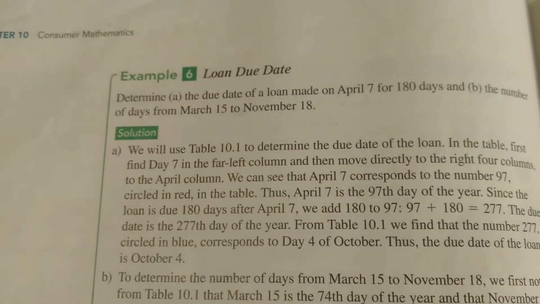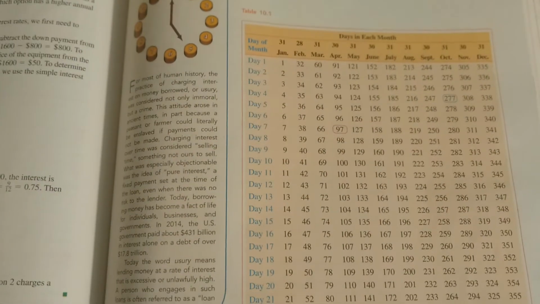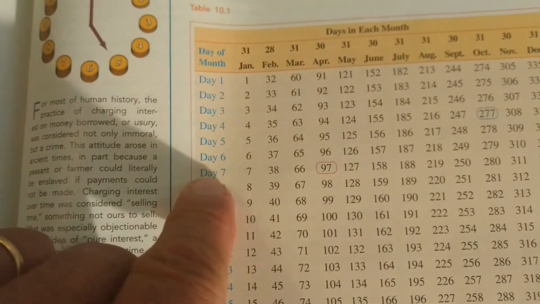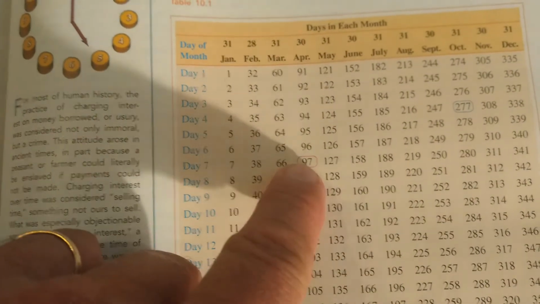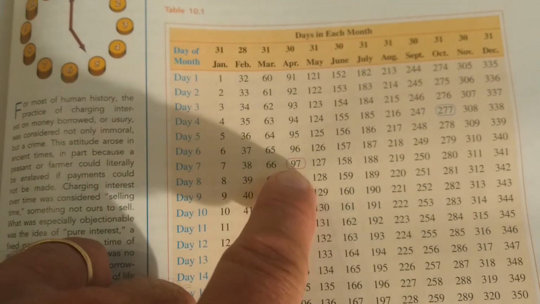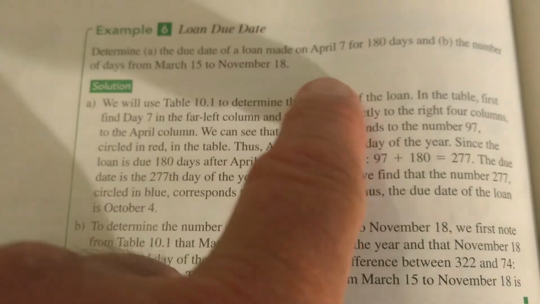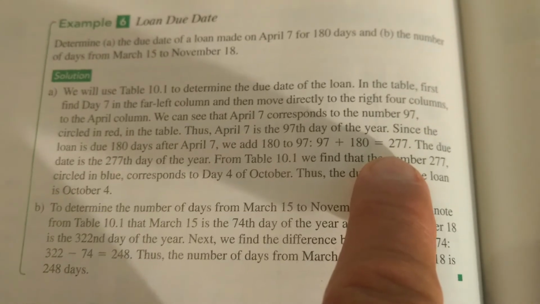Here it says, determine the due date of a loan made on April 7th for 180 days. So what we do is we first of all go to the chart and we find 7, because it's going to be due on the 7th date, the day 7. We follow it over to April, we find out 97. So there's 97 days to April 7th. If we take that 97 days and we add it to the 180 days for it to be due, we can see we're at day 277.